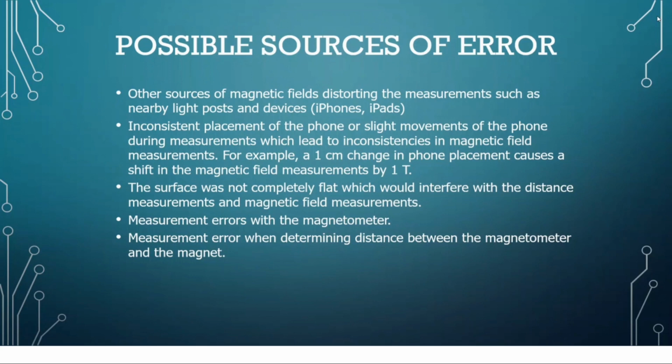For example, a 1 centimeter change in phone placement causes a shift in the magnetic field measurements by 1 Tesla. The surface not being completely flat would interfere with the distance measurements and magnetic field measurements. And then there are measurement errors with the magnetometer or when determining distance between the magnetometer and the magnet.